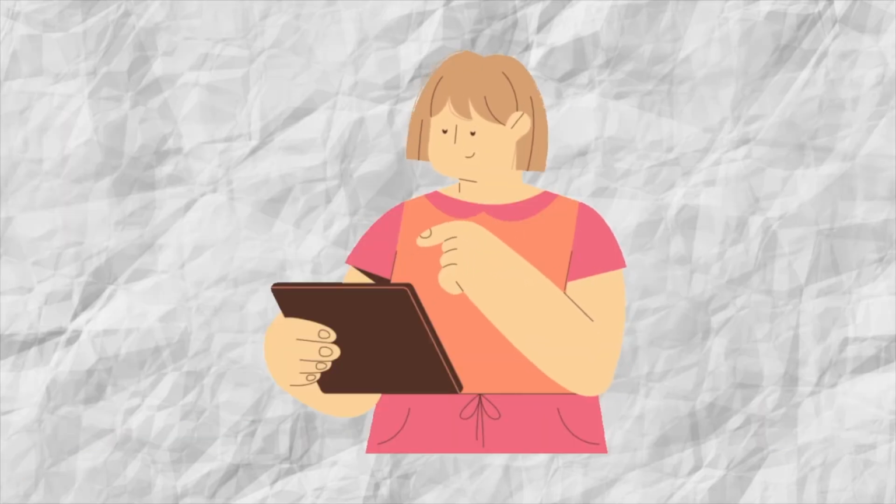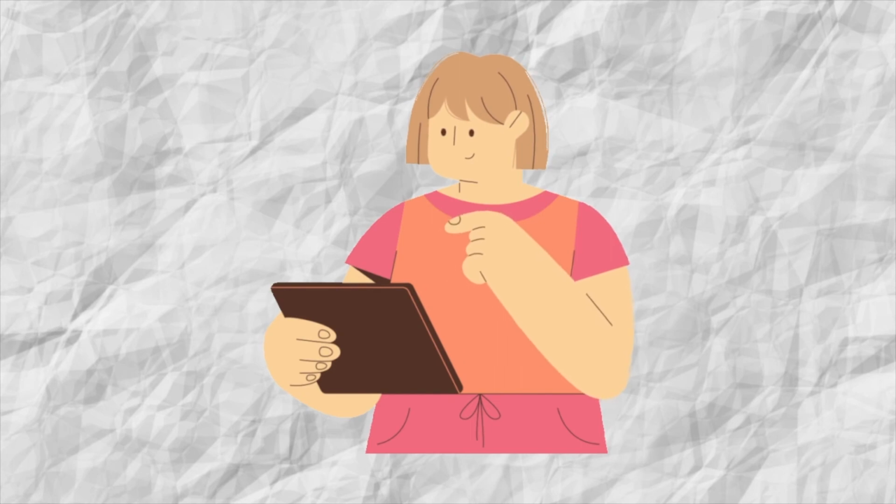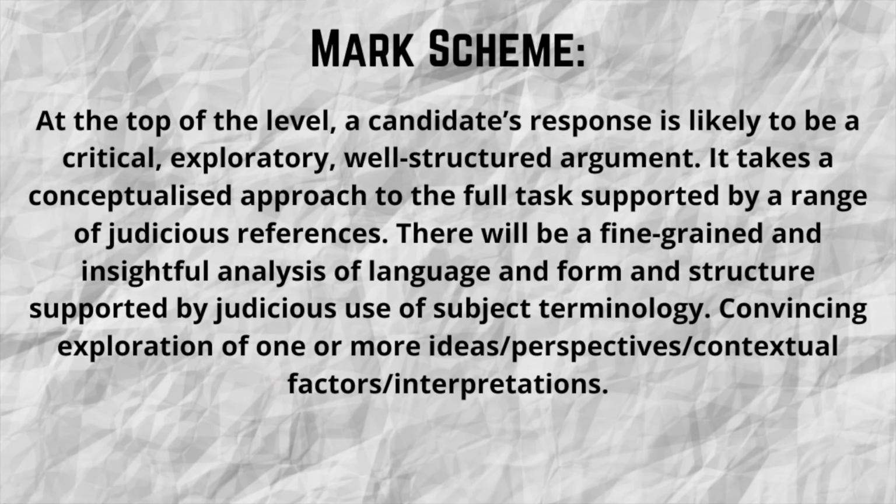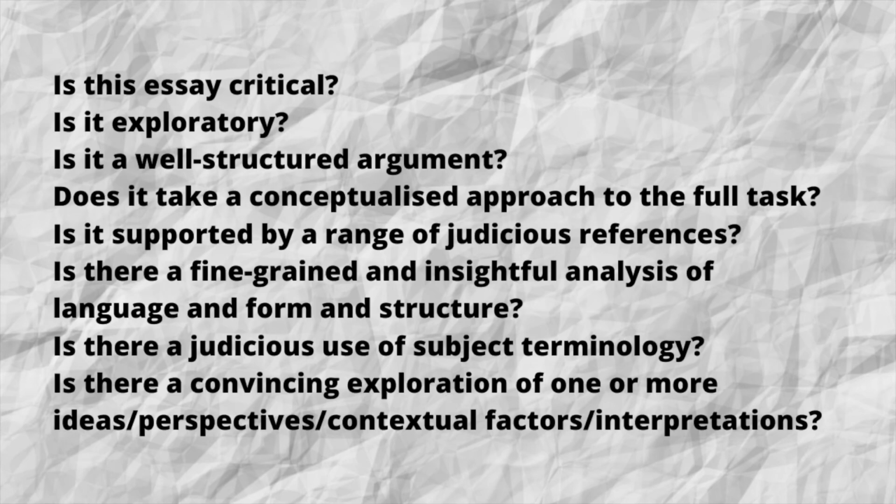Don't forget to proofread. Firstly, read the essay backwards, isolating each word to check for spelling. Then read the essay aloud in your head, listening for any grammar mistakes. Here is a grade 9 description in the mark scheme. So to check whether I have achieved this top level, which will give me a grade 9, you should ask these questions. Is this essay critical?